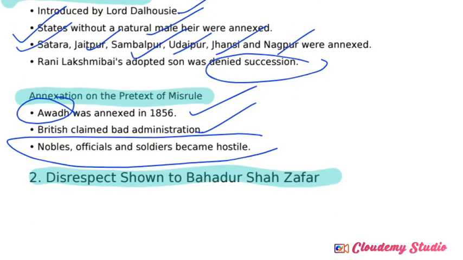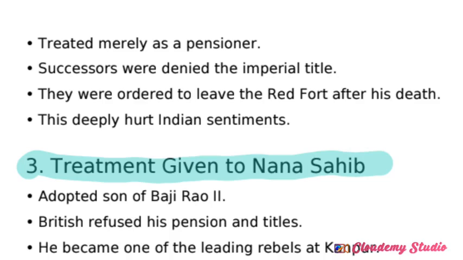The second political cause is disrespect shown to Bahadur Shah Zafar. What kind of disrespect was shown to Bahadur Shah Zafar? One by one we can discuss it. Bahadur Shah was the Mughal emperor, right? So we can consider this disrespect shown to the Mughal emperor.